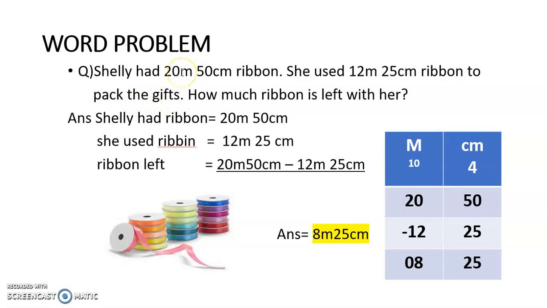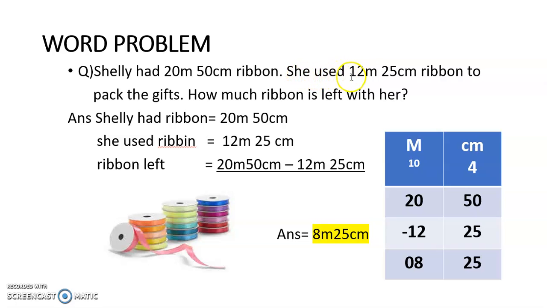Now there are two units in this measurement of length, 20 meter, 50 centimeter. So we will make two columns of meter and centimeter. And we have to write the numbers also very carefully in each of these columns. Let us see the statements. Shelley had ribbon 20 meter, 50 centimeter. We can use the lines from the question itself.